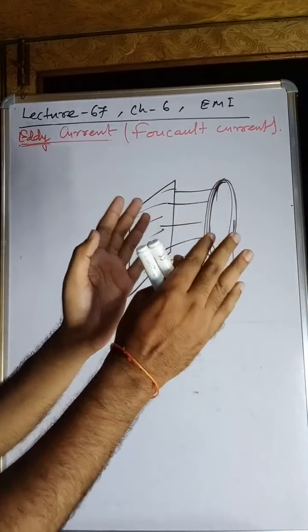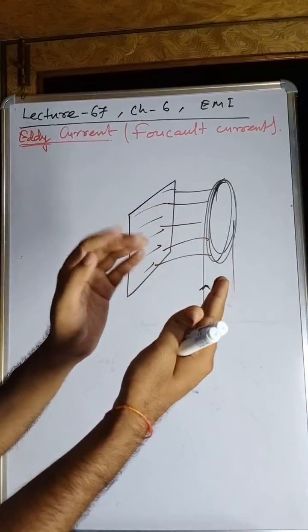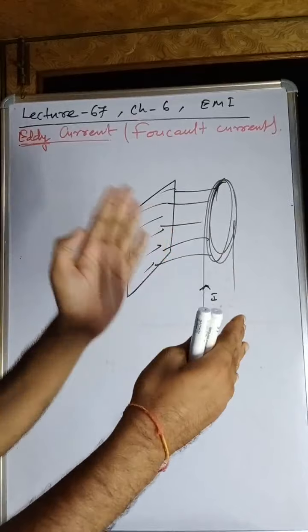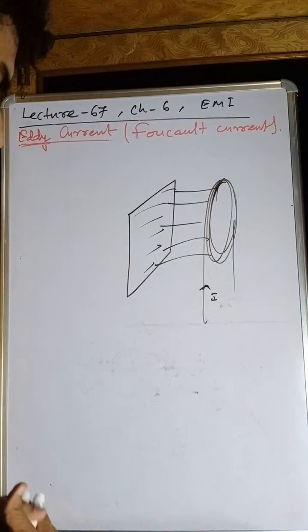In both cases, it means overall there will be a relative motion between the source of field or the field and the metallic plate. There will be the induced EMF. Alright, my dear students? Okay.